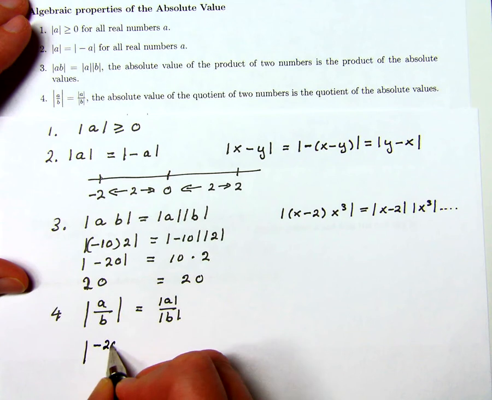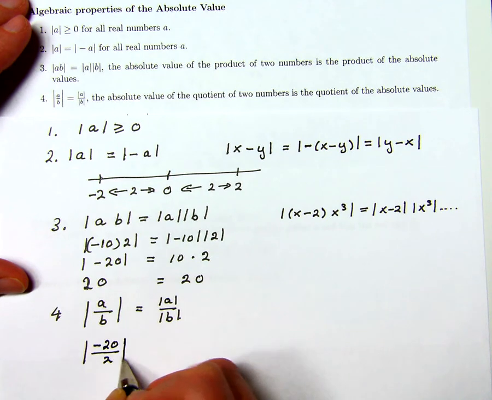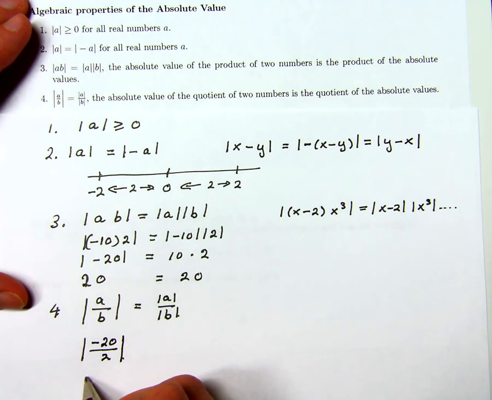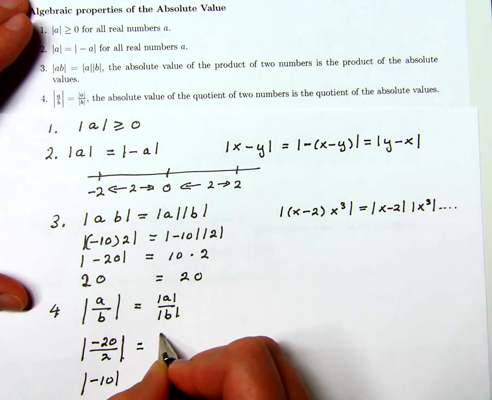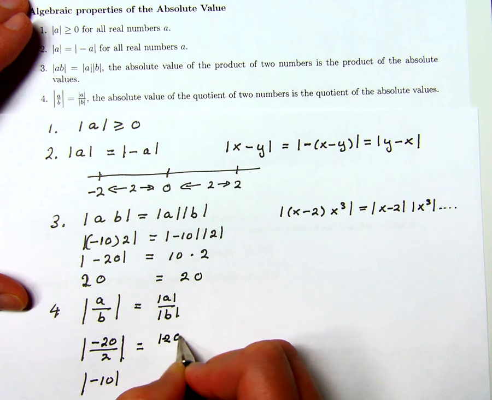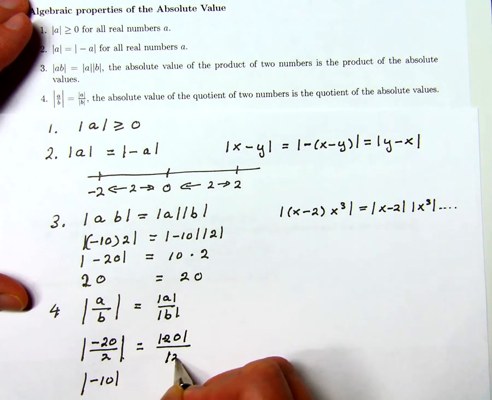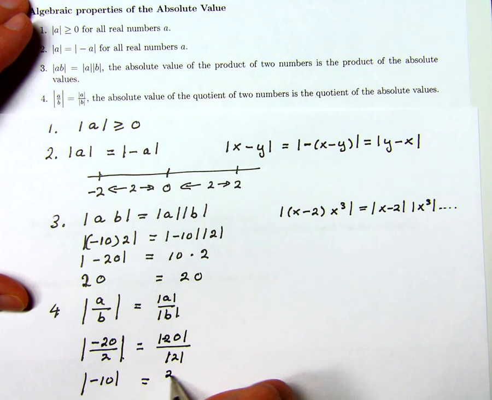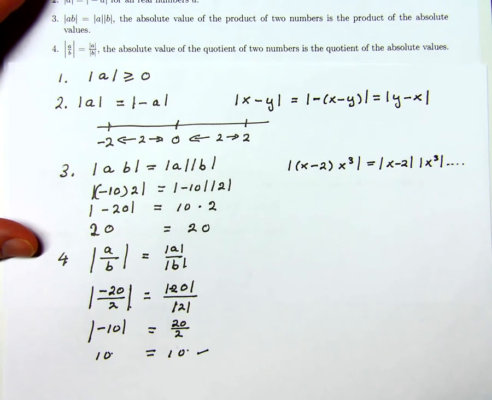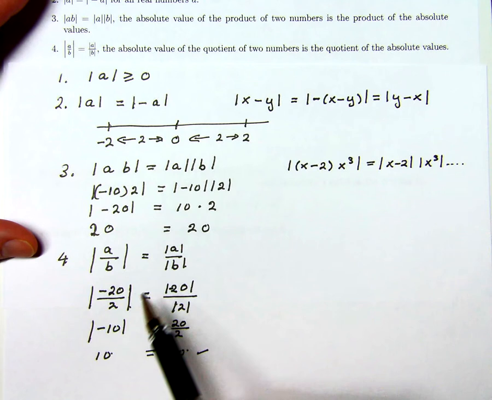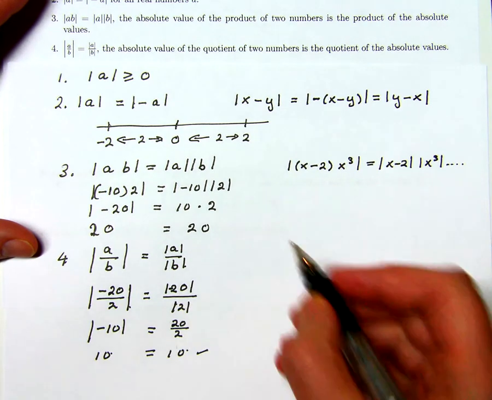Let's do an example, minus 20 over 2. The absolute value of that is equal to the absolute value of minus 10, which is equal to 10. And on the other hand, I could break this up into the absolute value of minus 20 over the absolute value of 2, and that's equal to 20 over 2, which is also equal to 10. That's just a simple example of why it works there, and it's certainly not a proof. To really prove it, one would need to consider all possible cases.